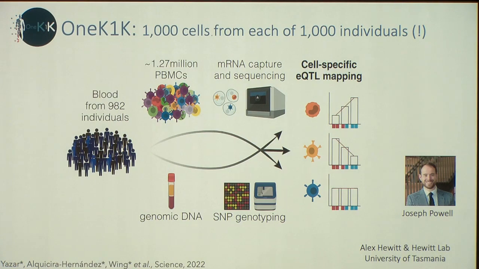And I'm talking about the 1K cohort, which, as the name suggests, comprises a bit more than 1,000 cells from each of nearly 1,000 individuals. So this is by far the largest single-cell data set out there, at least in terms of number of individuals. And these are, I should say, PBMCs from healthy individuals of European ancestry at the moment.